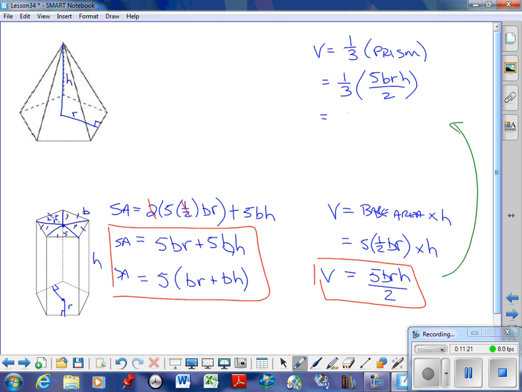So we end up with 5BRH divided by 6 for the volume. It's always easier to find that prism shape first. Now this is for a 5-sided object. You can see the pattern here if you have to develop a formula for 6-sided, 7-sided. You can see how it's done.